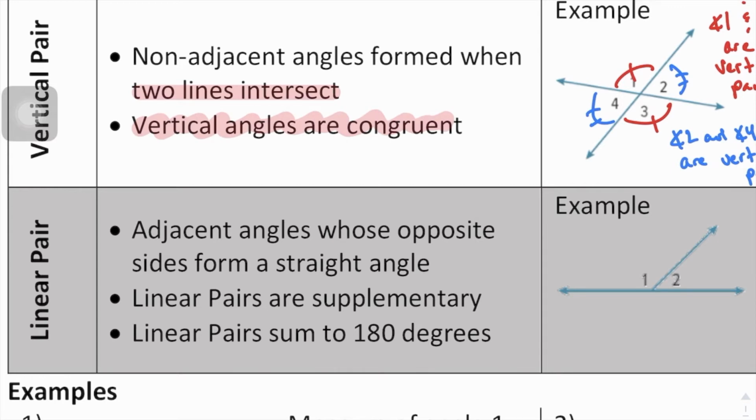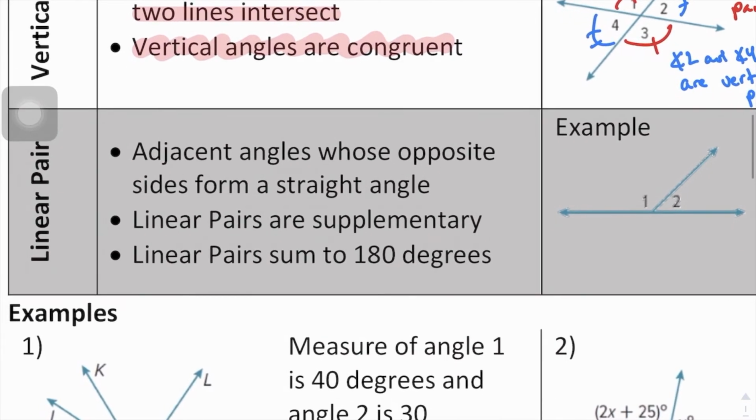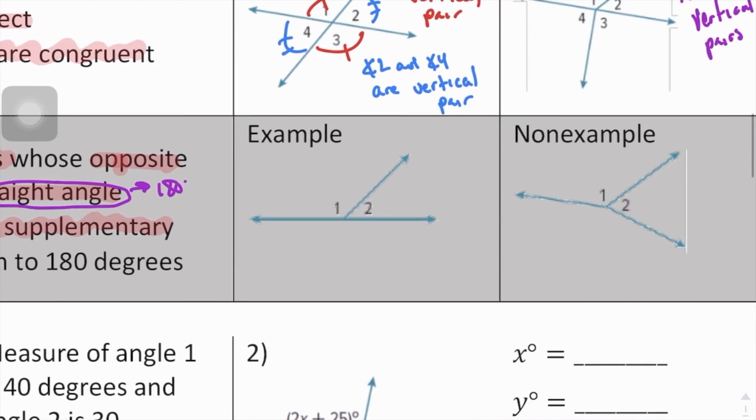So the last angle pair that we have are linear pairs. Linear pairs are adjacent angles, meaning that they're next to each other, and their opposite sides form a straight angle. Straight angle means 180 degrees. Something to remember too, linear pairs are always supplementary, which basically means they add up to 180. So for example, we have angle 1 and angle 2 here. They're adjacent because they share this side. And then their sides that they don't share form a straight line, hence linear. So angle 1 and angle 2 are a linear pair.